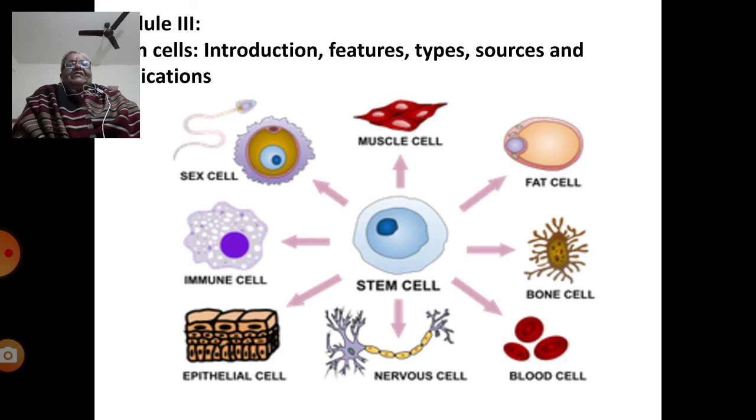So, what are stem cells? You can see in the center of the PPT one undifferentiated cell, and in due course of time it can differentiate into a muscle cell, a fat cell, a bone cell, blood cell, nerve cell, epithelial cell, immune cell, gamete, and whatnot. So, a cell which has potentiality to develop into any type of cell is called a stem cell. Okay, this is just the schematic representation.